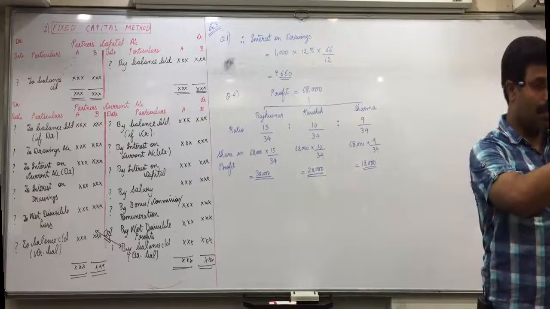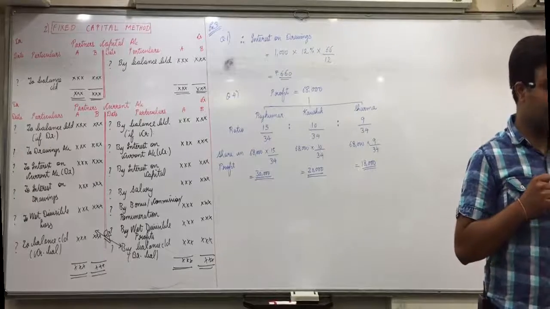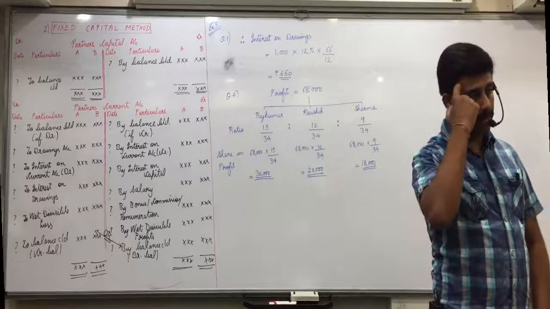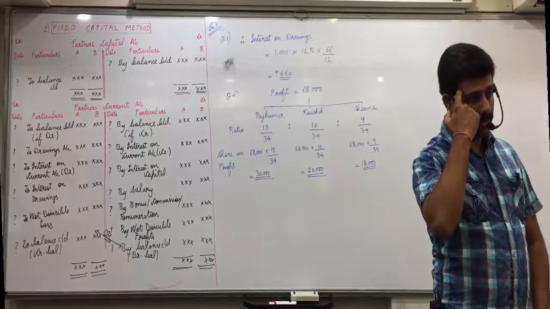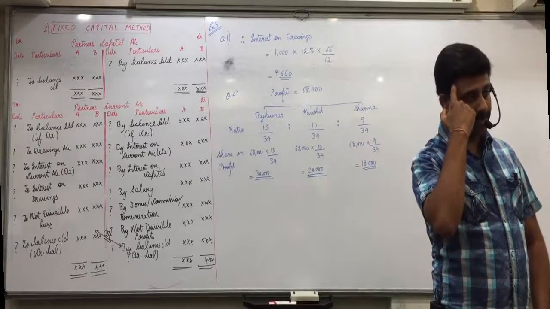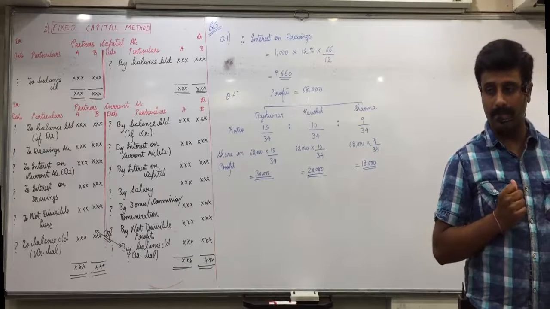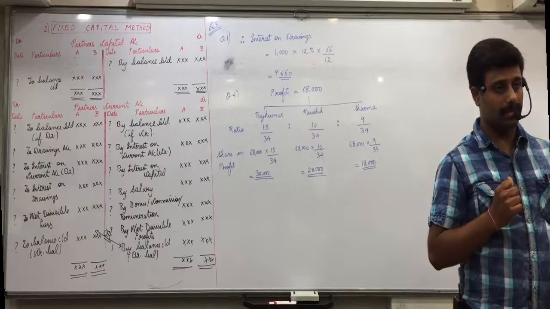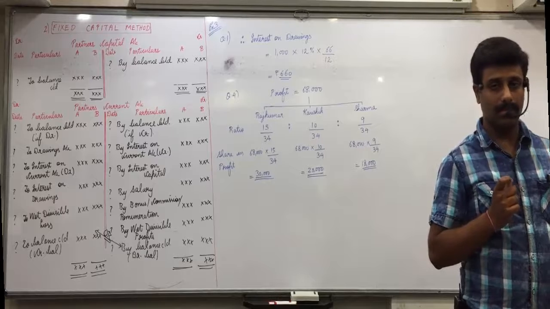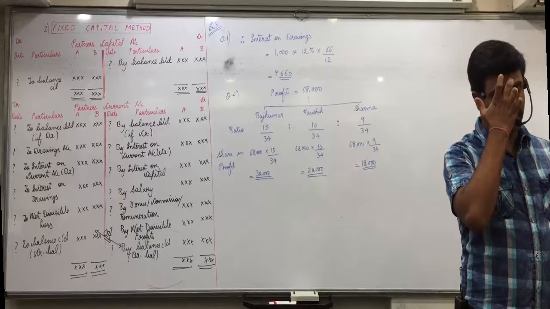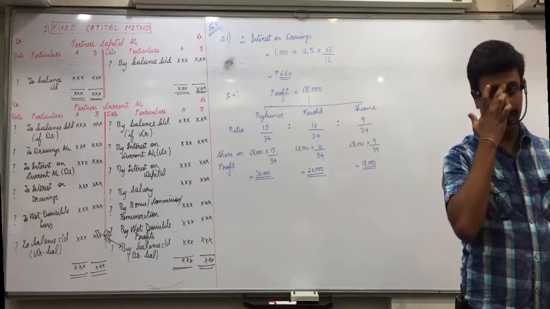Then the fourth formula: n sigma xy minus sigma x into sigma y, upon root of n sigma x square minus sigma x whole square, into root of n sigma y square minus sigma y whole square.